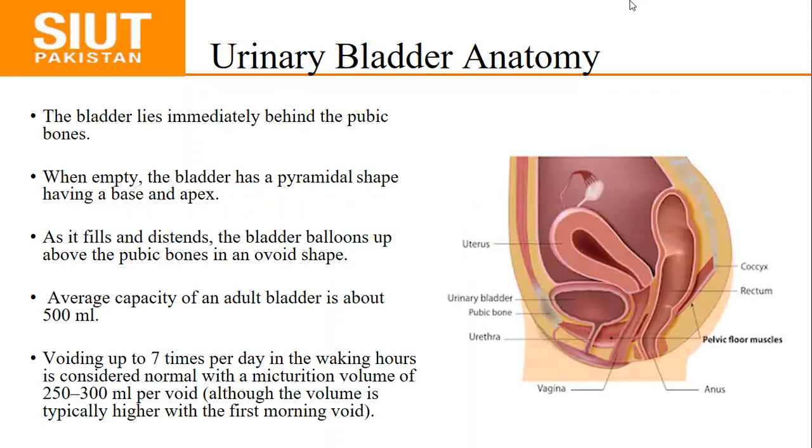Today I'll be presenting urinary incontinence in women: the anatomy and the pathophysiology. Starting with the anatomy of the urinary bladder, the bladder lies immediately behind the pubic bones. The bladder is basically pyramidal in shape when contracted. When it distends, it becomes ovoid and extends above the pubic bone.